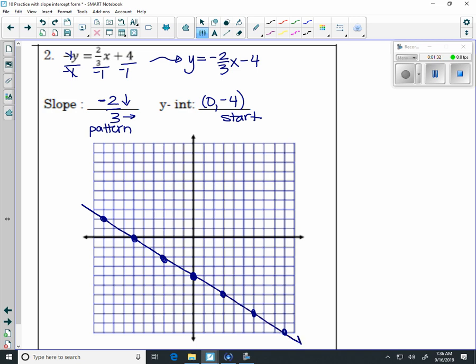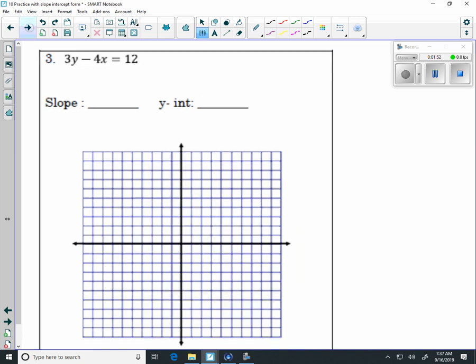Just a reminder that we will be asking you for the y-intercept and the x-intercept. If we ask you for the x-intercept here, it's this point where you're crossing the x-axis: 2, 3, 4, 5, 6. That point is -6, 0, if you were asked for the x-intercept.